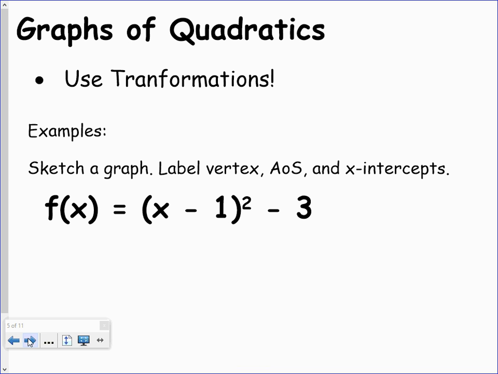So here's an example. This is an example in the book where they're going to ask you to graph, and they're going to ask you to label some things. So I'm very curious about what is the vertex, what is the axis of symmetry, and of course, what are the x-intercepts. When I ask for x-intercepts, I'm going to want that done algebraically so that you could give me exact answers.